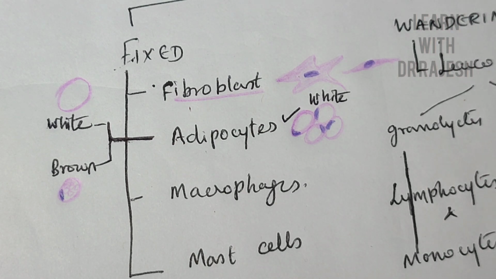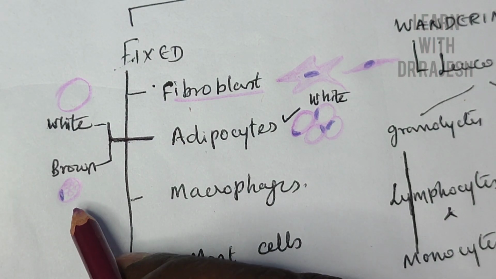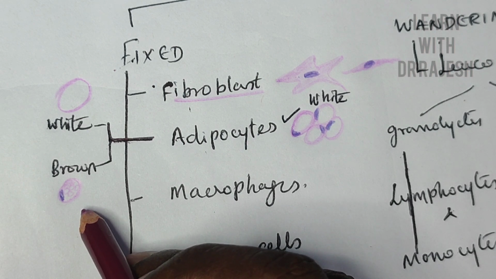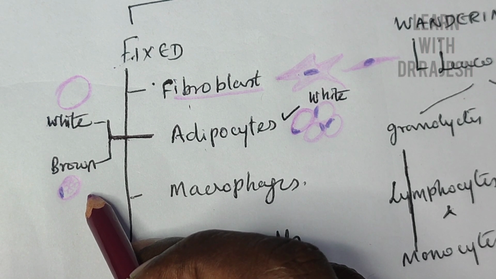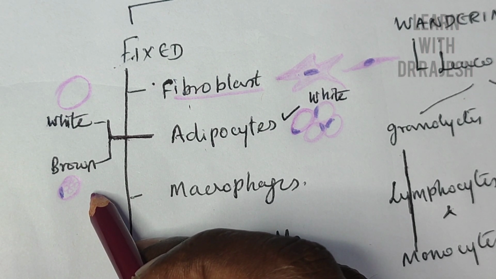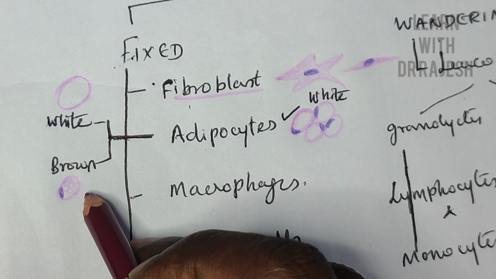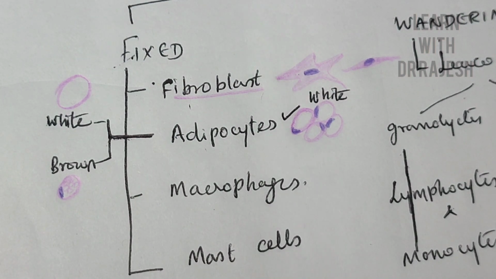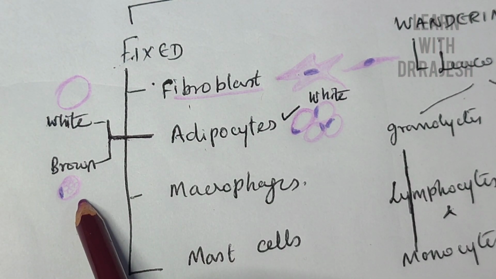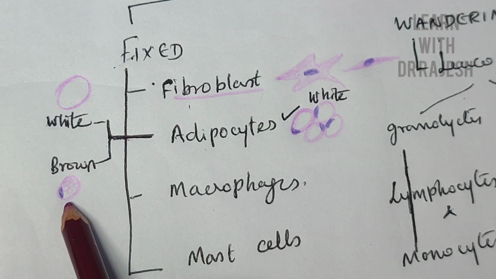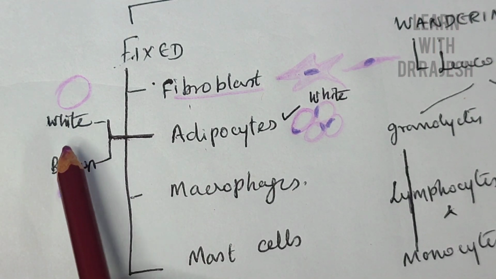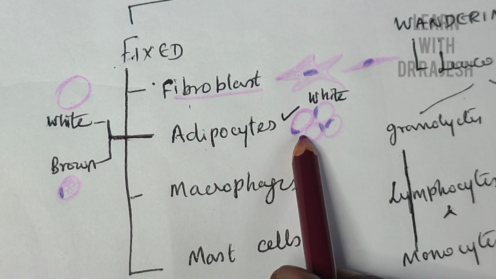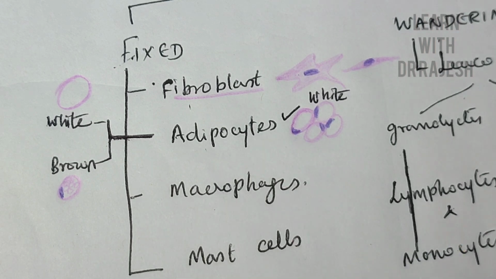So brown fat is present only in a few places of newborns. Around 5% of the body fat in newborns is brown fat. As the age advances, the amount of brown fat will decrease. Brown fat is mainly responsible for thermogenesis. That's why it is more seen in newborns and it is not seen in adults. White fat is mainly responsible for long-term storage of energy.